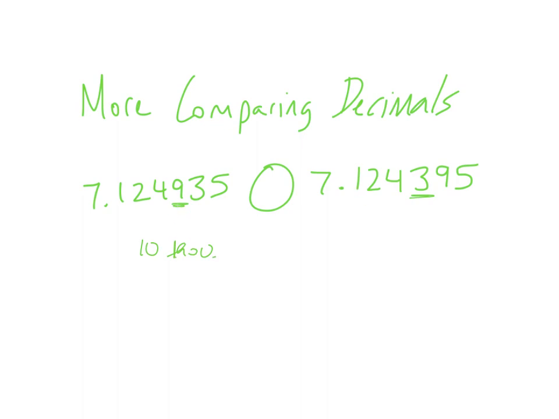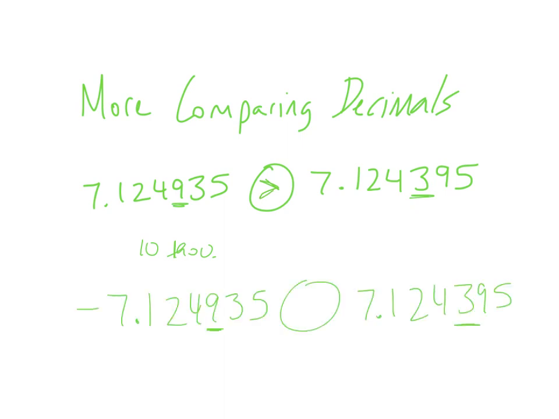Okay, and so which one's larger, 9 or 3? Now, if they were both negative, and I underline the same decimal place, same exact numbers, except they're negative, then which one would be greater? Well, it'd actually be this one. So comparing two positive numbers would always be the opposite of comparing two negative numbers.